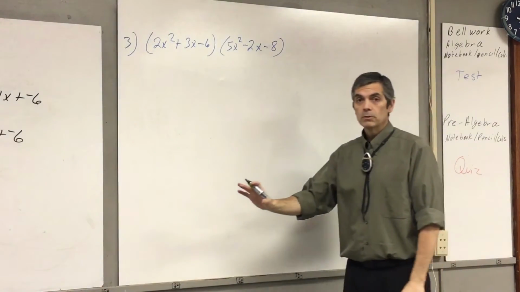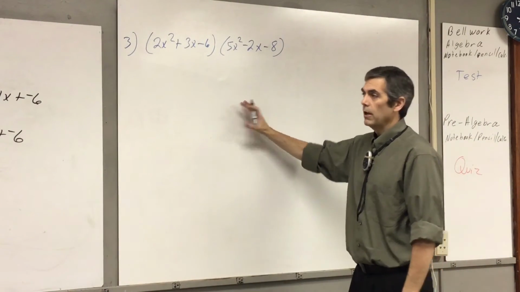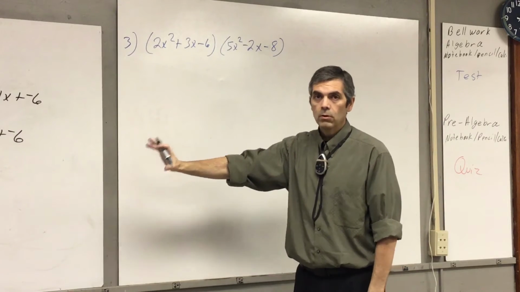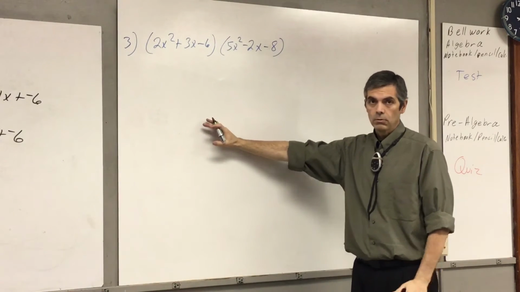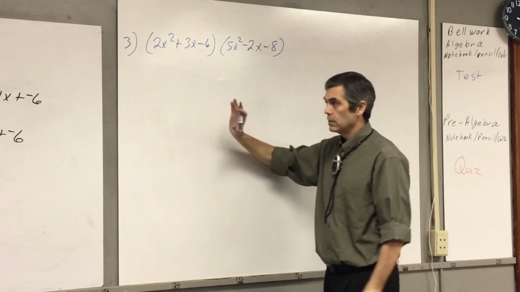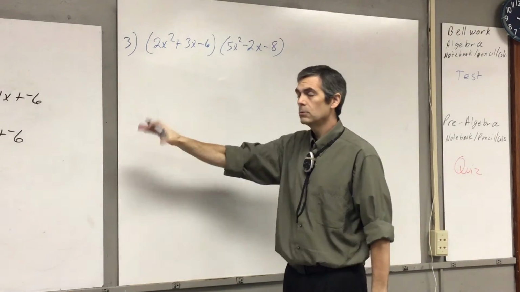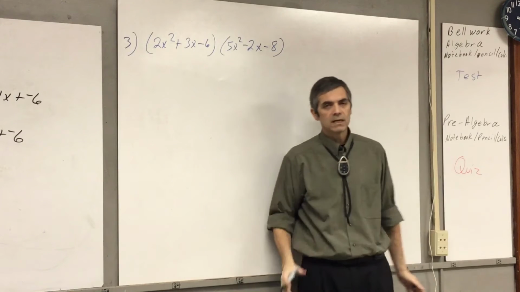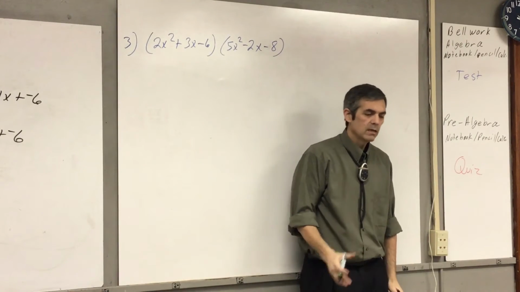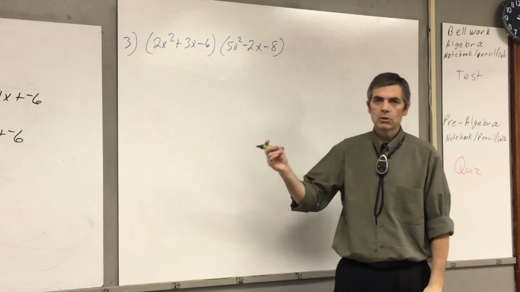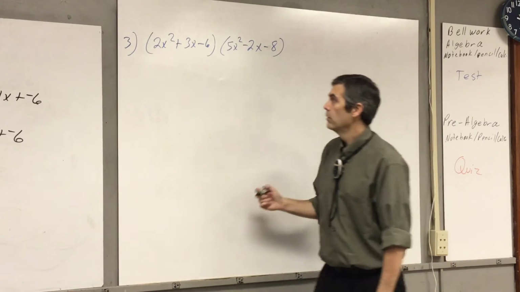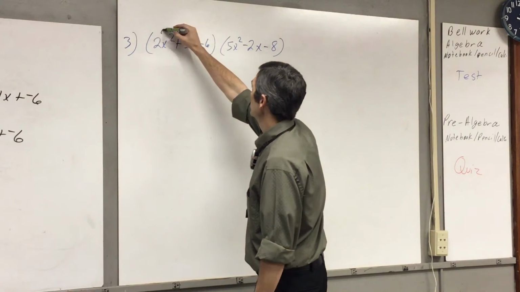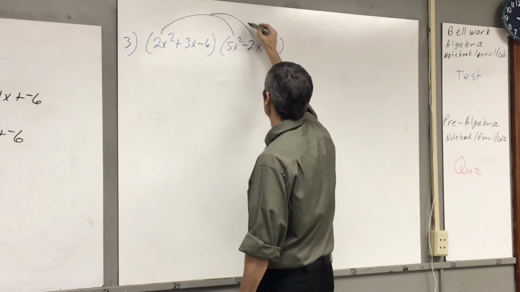we did binomials. This is a trinomial. If you can do a binomial, you can do a trinomial. That is just the way it is. If you can do a binomial times a trinomial, you can do a trinomial times a trinomial because it's exactly the same. You're going to take each term and distribute it to each term inside the other one. So here, this one goes here, here, and here.